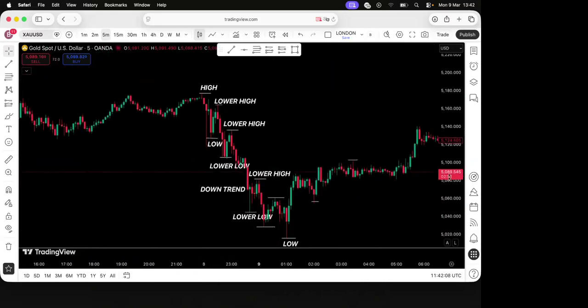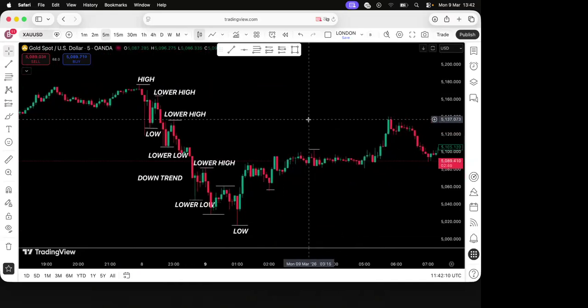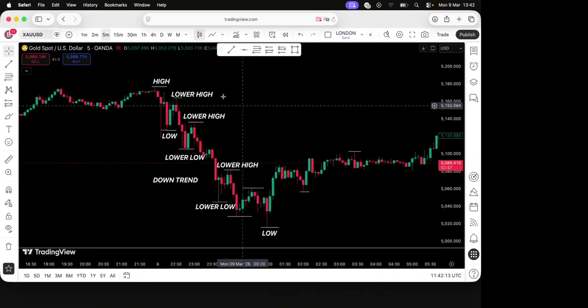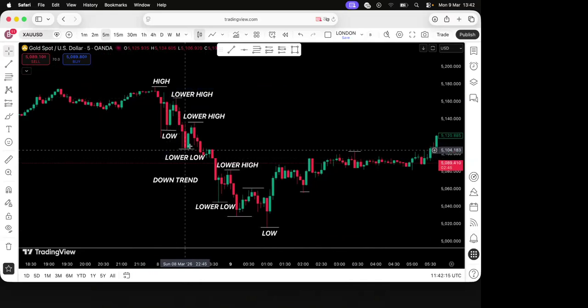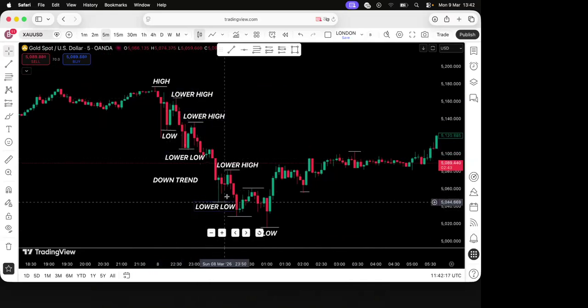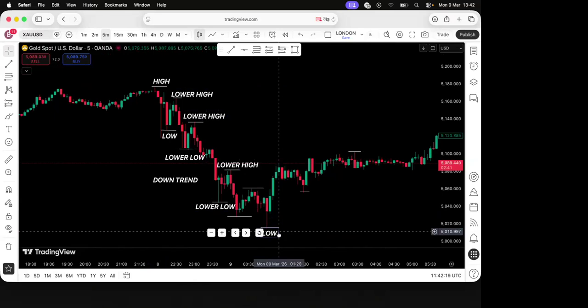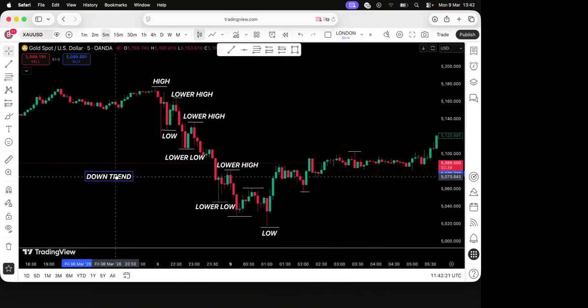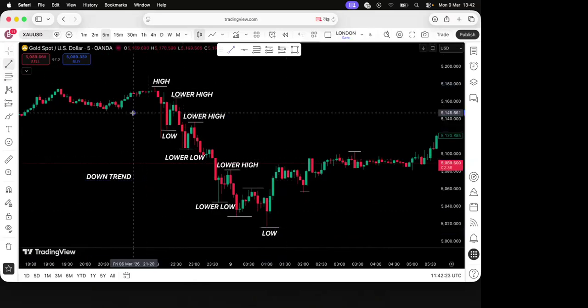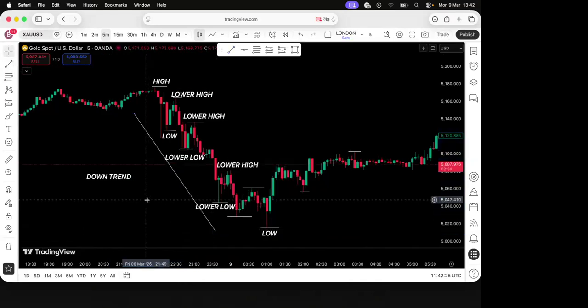Move across for our example over here. Okay. We've got our high. We've got our low. Our lower high, lower low, lower high, lower low, lower high, low. That is a down trending market.